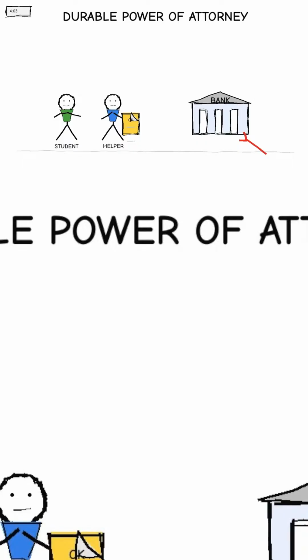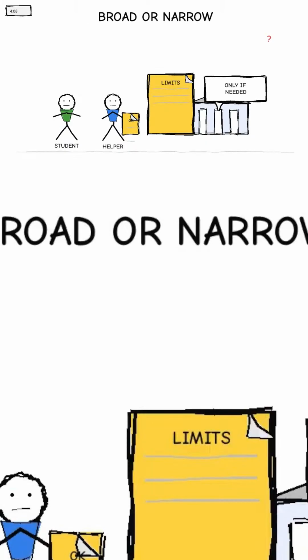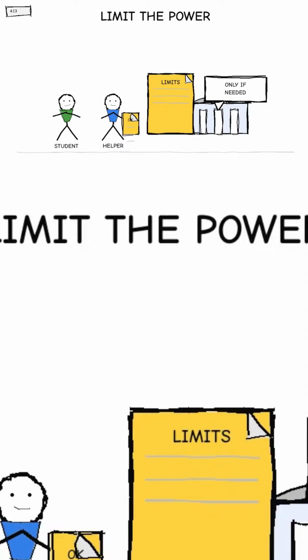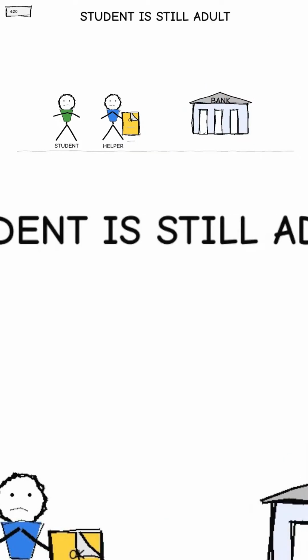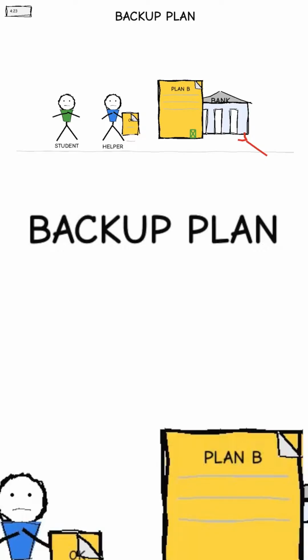A durable power of attorney can create a safety net, but this is also where families should be thoughtful. The document can be written broadly or narrowly. It can be designed to give power only in specific circumstances. It can limit what the appointed person can do. So the goal is not to take away the student's independence. The goal is continuity. The student remains the adult. The student remains in charge. The paperwork simply creates a backup plan.